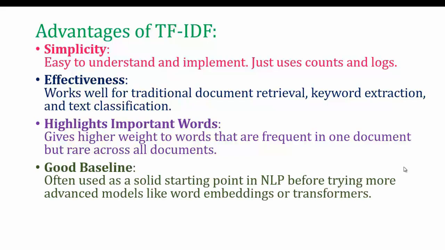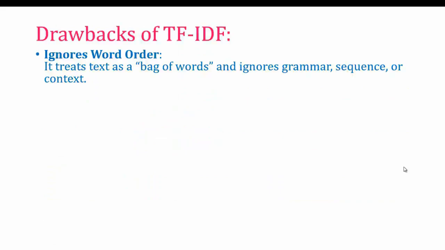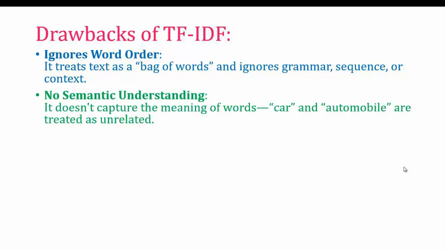Next, good baseline. It is often used as a solid starting point in NLP before trying more advanced models like word embeddings or transformers. Next, no training needed. Unlike neural models, TF-IDF doesn't require training. It's purely statistical. Now, here are some drawbacks of TF-IDF. First, it ignores word order. It treats text as a bag of words and ignores grammar, sequence, or context. Next, no semantic understanding.